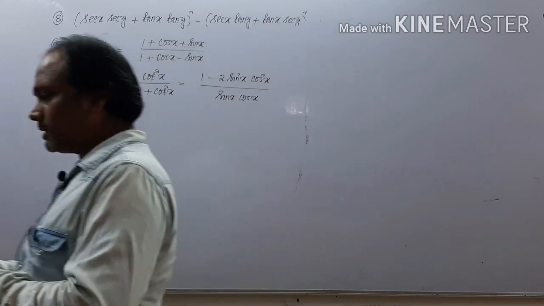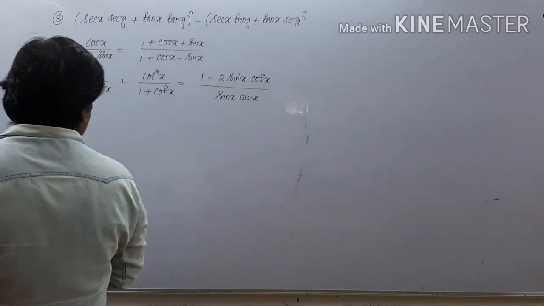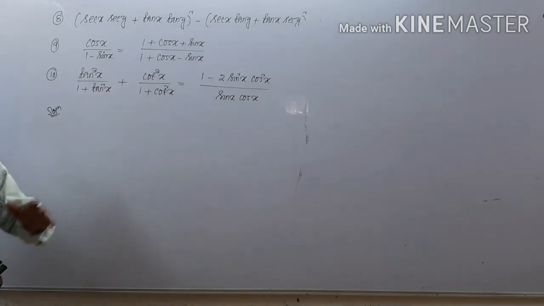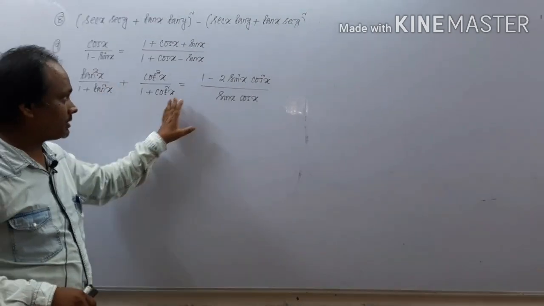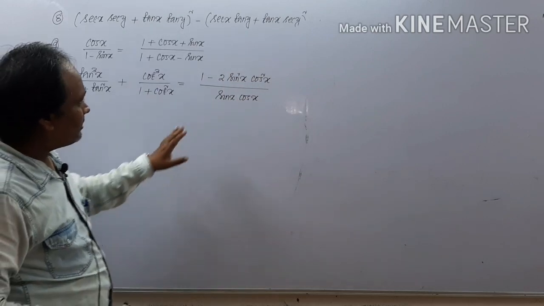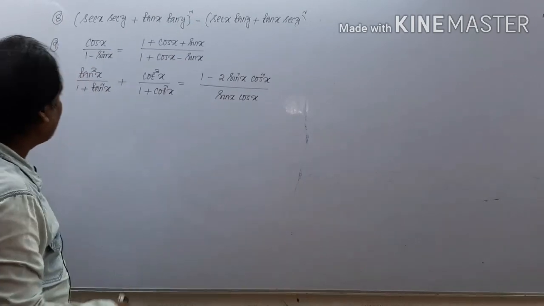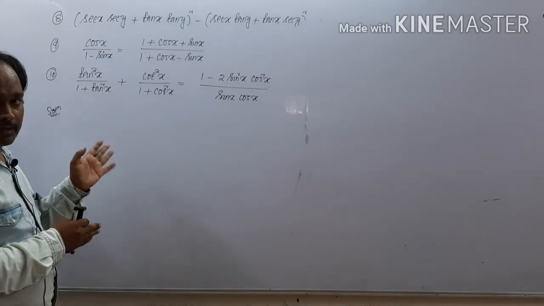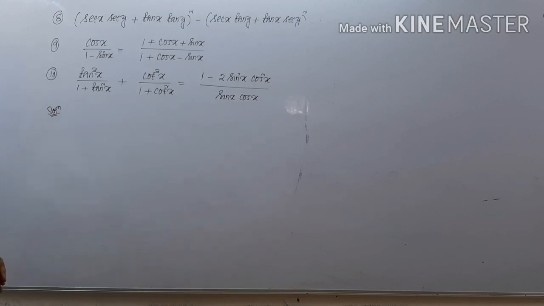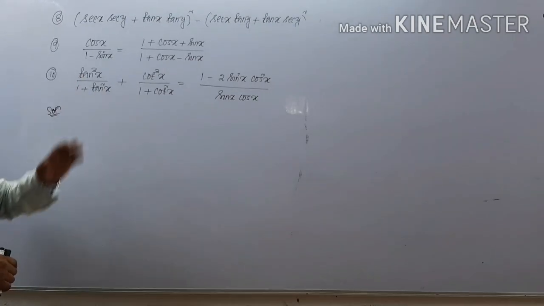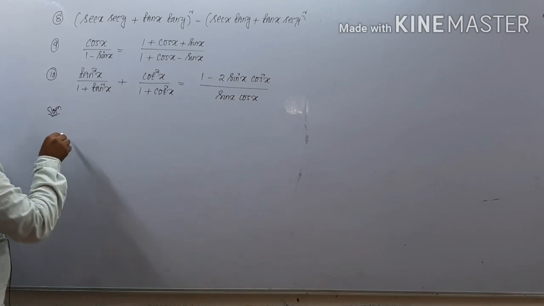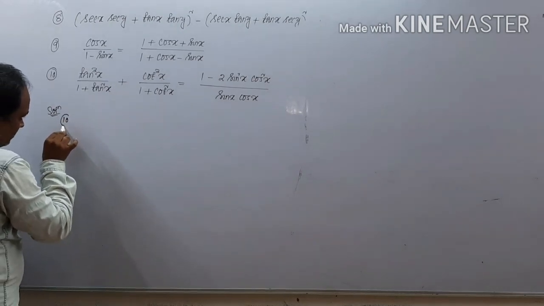So in question number 10, what is given? Tan cube x divided by 1 plus tan square x plus cot cube x divided by 1 plus cot square x is equal to 1 minus 2 sin square x cos square x divided by sin x into cos x. See here, in the left hand side it is given in the form of tan cot and in the right hand side it is given in the form of sin cos. So at first we will convert everything to the form of sin cos, right?